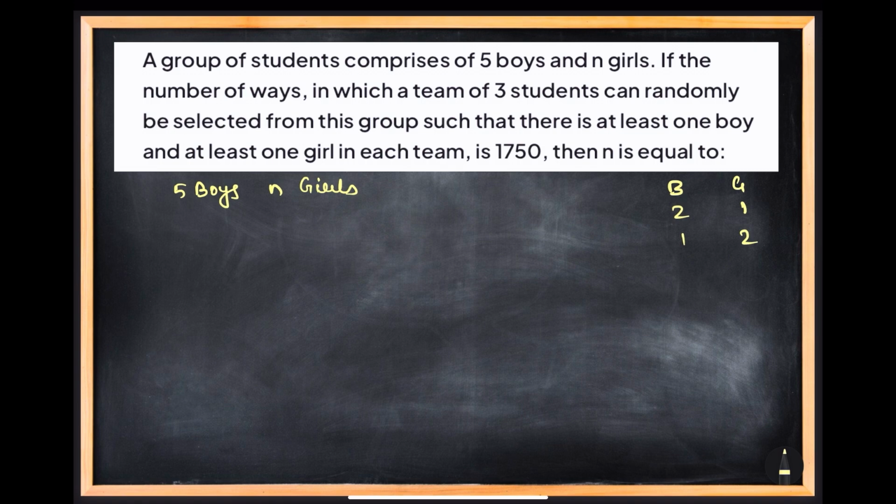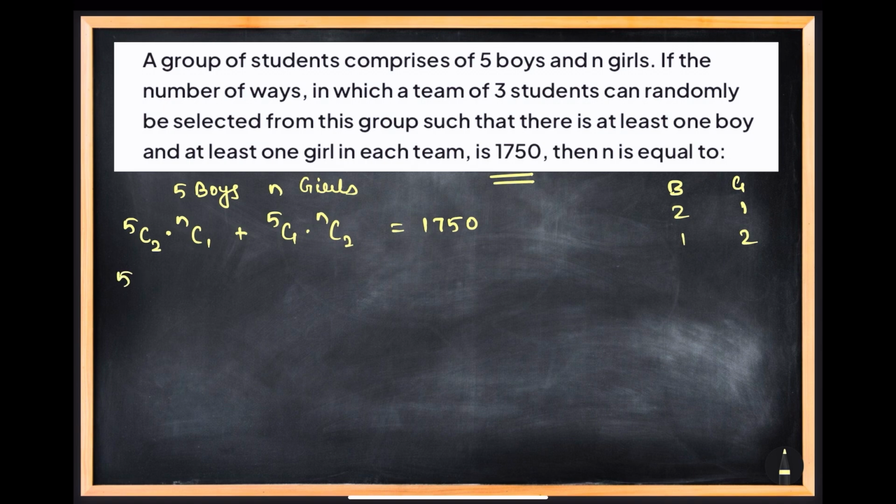So we have to select 2 boys, so 5C2. The task is not completed, so multiply by nC1, we have to select one girl, correct? Now second case, 5C1 nC2. So according to us the total number of ways is this, but according to them the total number of ways is 1750. Now let's simplify things.